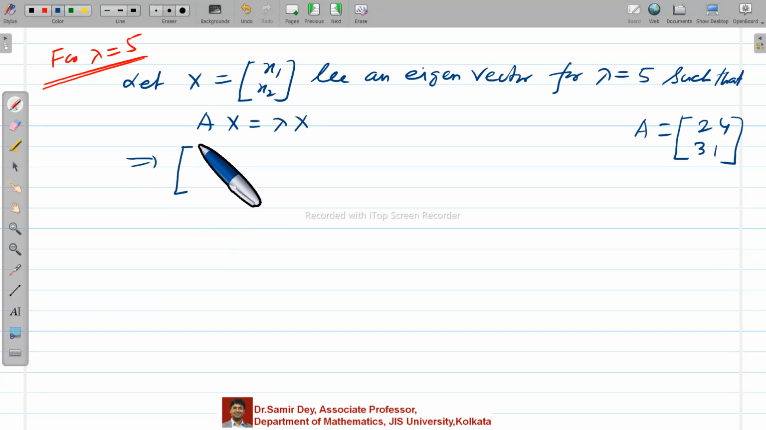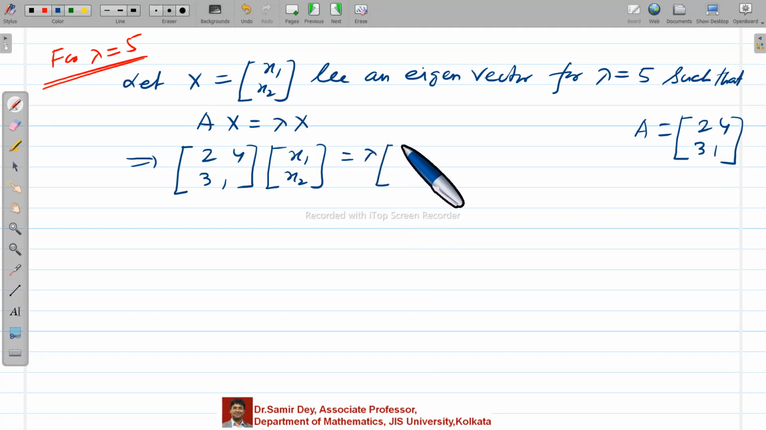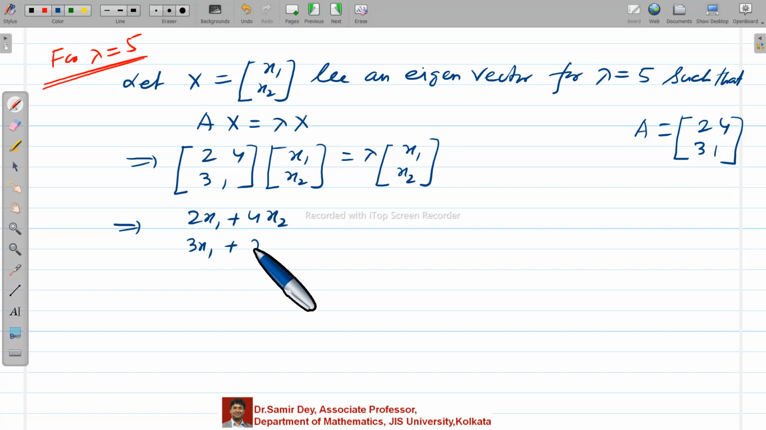So here you may write 2 4 3 1. Then what is your X? Small x1, small x2. Please be careful. This should be capital X and this should be small. Okay, so please make sure. So here it is coming lambda times x1, x2. If I multiply, there are two matrices you want to multiply. It is coming 2x1 plus 4x2, and 3x1 plus x2.